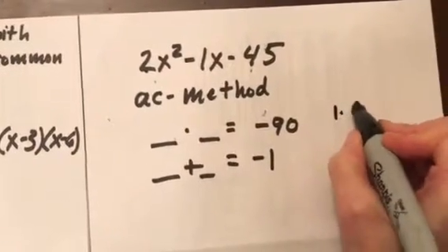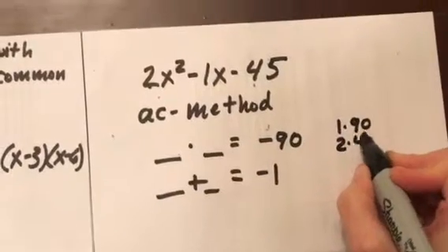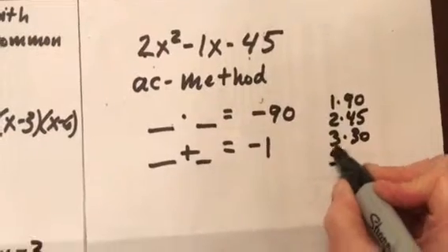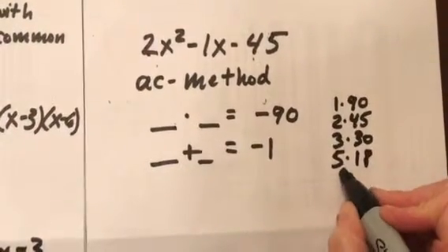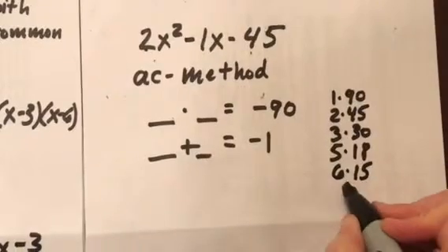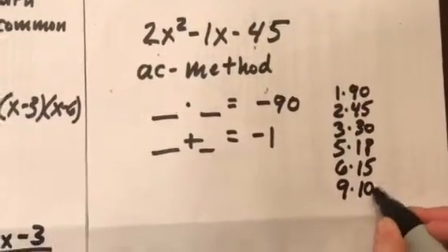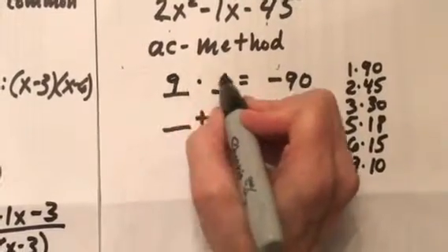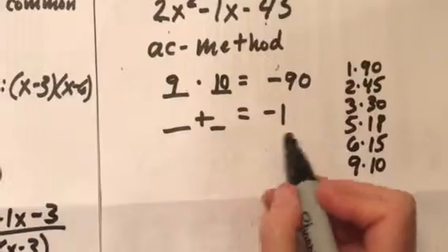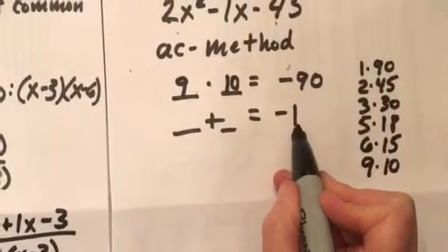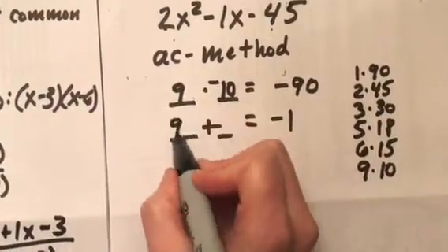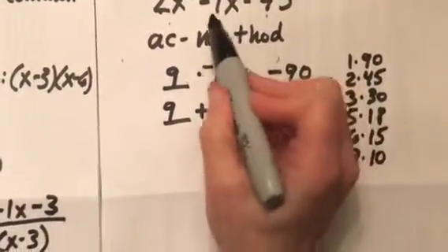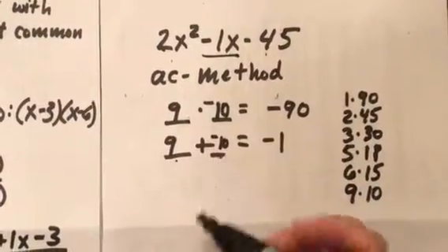All right, so think about factors of 90. 1 times 90, 2 times 45, 3 times 30, 5 times 18, 6 times 15, and 9 times 10. And since 9 and 10 are 1 apart from each other, those are the ones that I want. 9 times 10 would make 90. One of those has to be negative. I really want it to be the 10 that's negative, so that when I add them, 9 plus the negative 10 would make the negative 1. And so I'm splitting this negative 1x into these two parts.